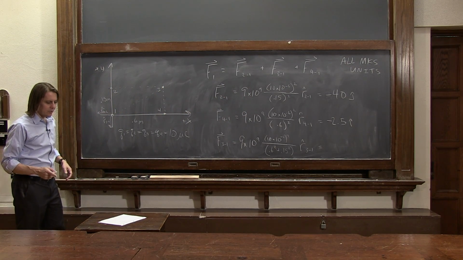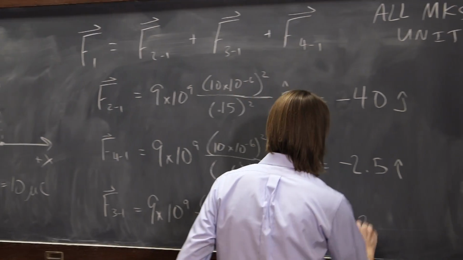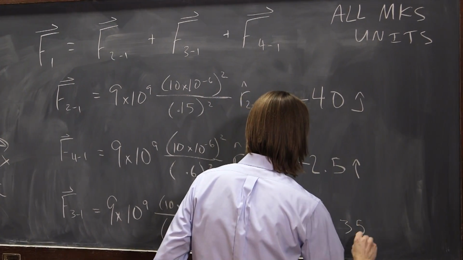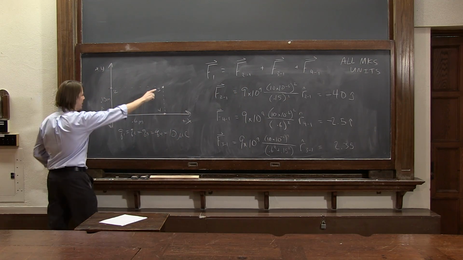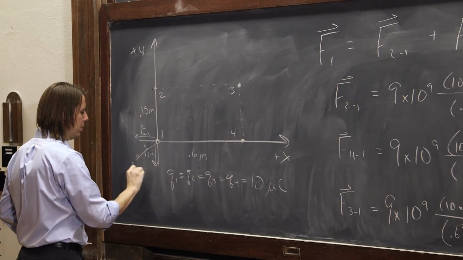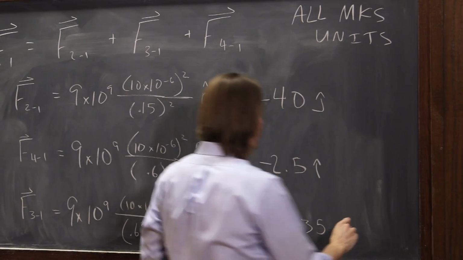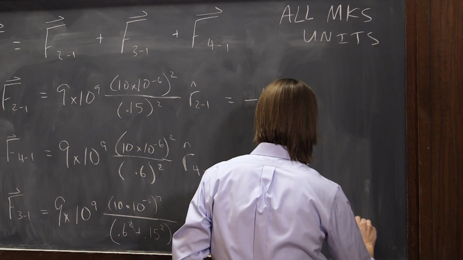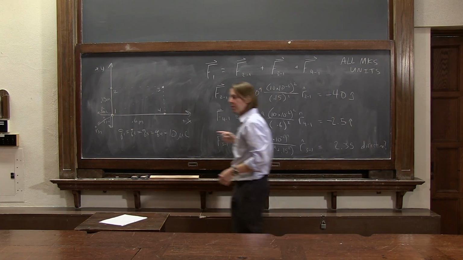So the magnitude of that one is 2.35 newtons. But then, what is the direction? You look at it, I can draw the unit vector 3, 1, it's like that, r hat 3, 1. But it's not something we can yet put on a Cartesian axis. It's not along a Cartesian axis, so we have a little bit more work to do.